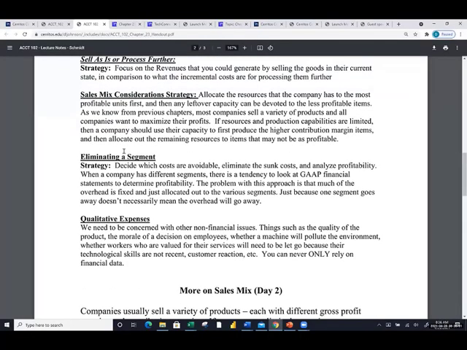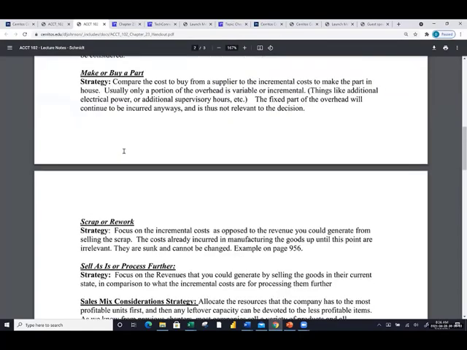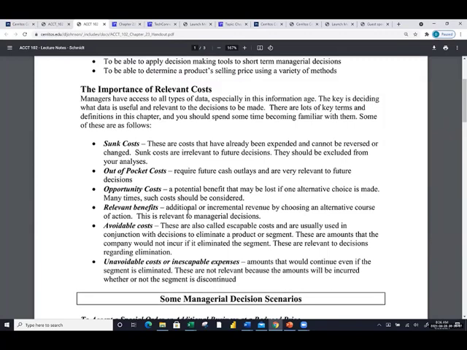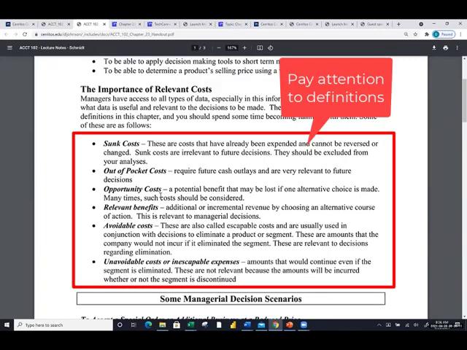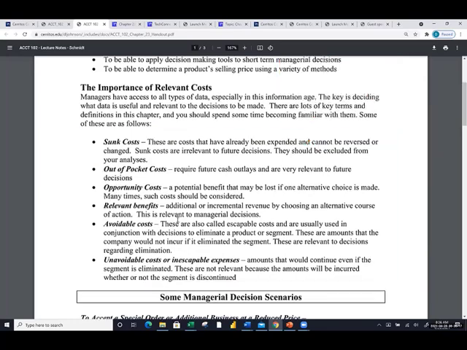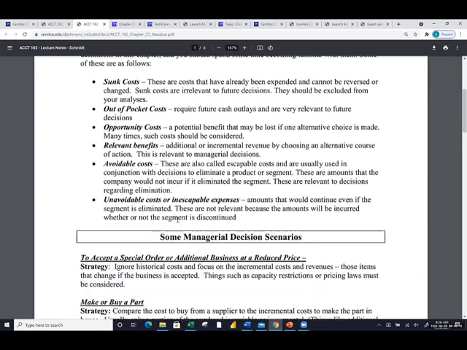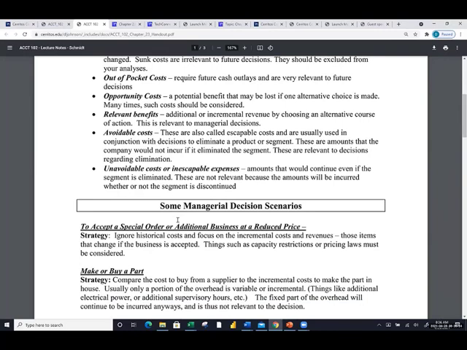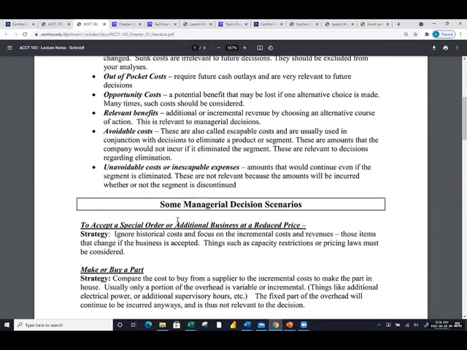Okay, today, this is the handout that we looked over last time. I'm just going to go up to the top. We talked about a lot of different definitions. This is one of those chapters where I would spend a little bit of time going over the glossary to make sure that you are familiar with all of these different types of costs. We are working on utilizing relevant costs, relevant revenues, and relevant costs.